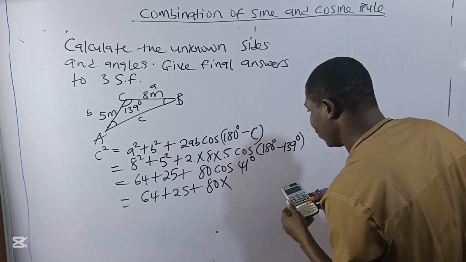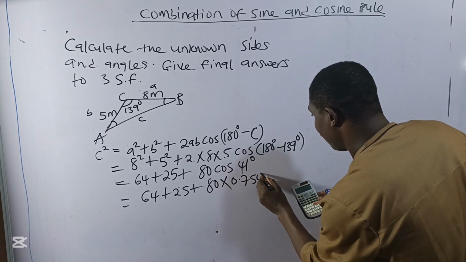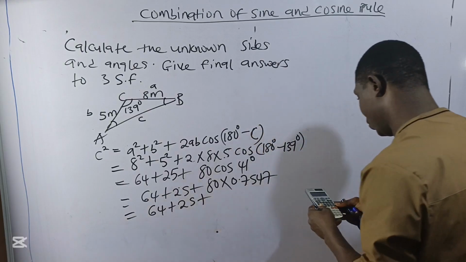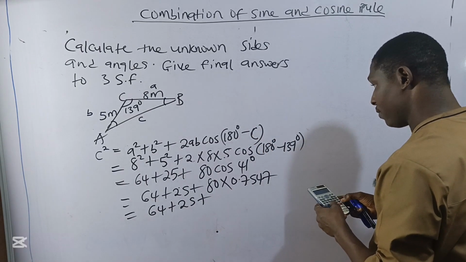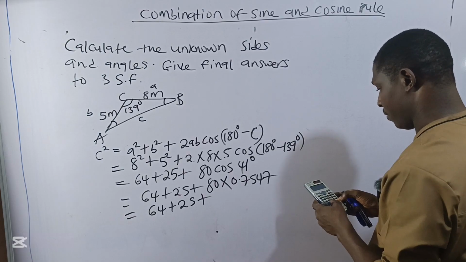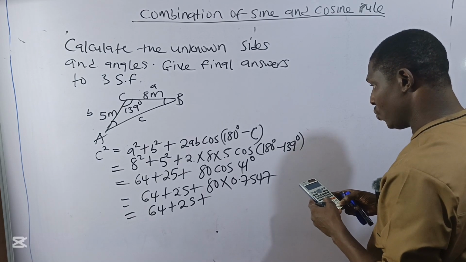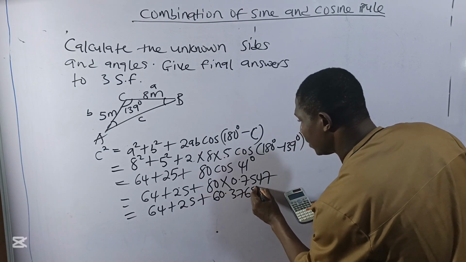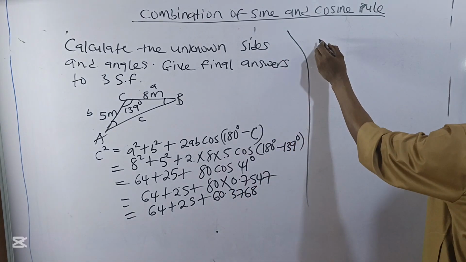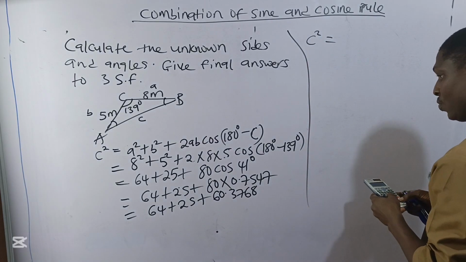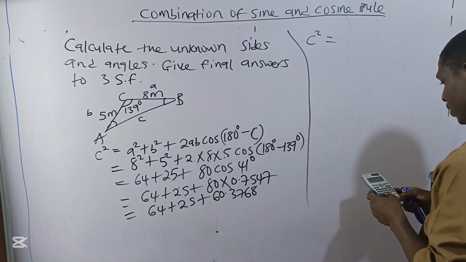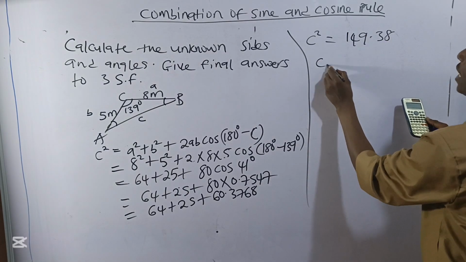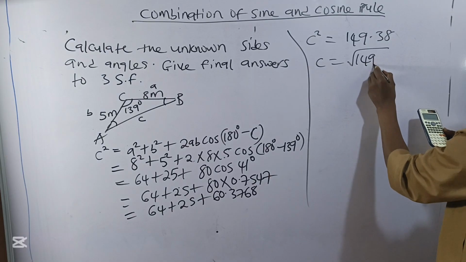80 times the value of cos 41, which is 0.7547. And this will give me 64 plus 25 plus... so 80 cos 41 directly will give me 60.3768. And if I sum all these together, c squared will be equal to 149.38.